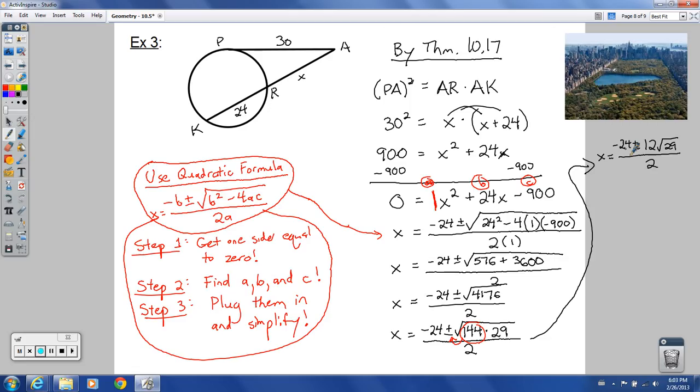Sometimes you won't be able to reduce both parts. You have to be able to reduce both parts, though, to reduce the whole thing. You've got to reduce both parts. So if one of these was an odd number, I couldn't reduce. But I can, because they're both even. That means this will be negative 24 divided by 2, which is negative 12, plus or minus 12 divided by 2, which is 6. So this would be your answer, or possible answers.